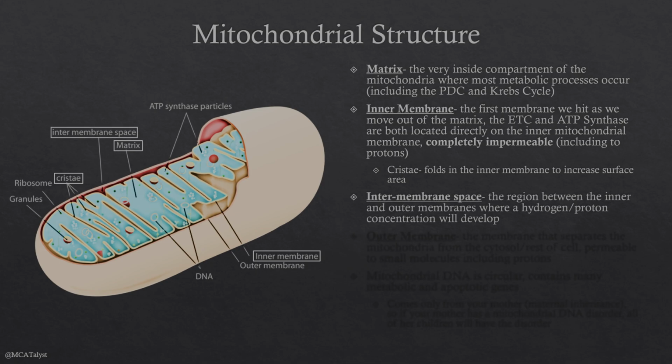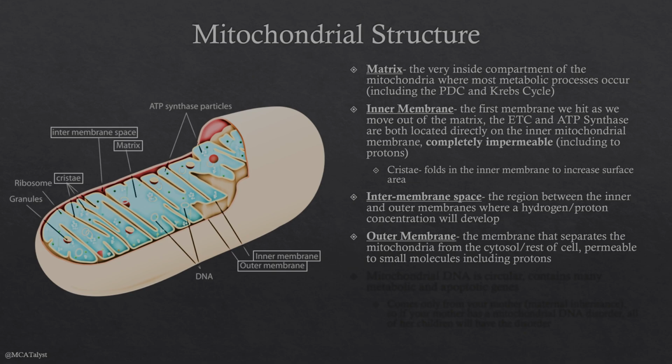The intermembrane space is what we hit whenever we leave the inner membrane, working our way out of the mitochondria. This is the main area where that proton concentration that we're creating is going to develop. The intermembrane space sits in between the inner and outer membranes, which is why it's called the intermembrane space.